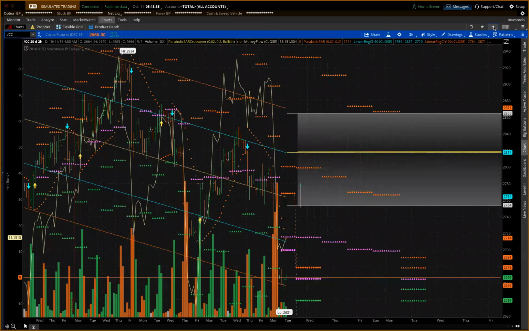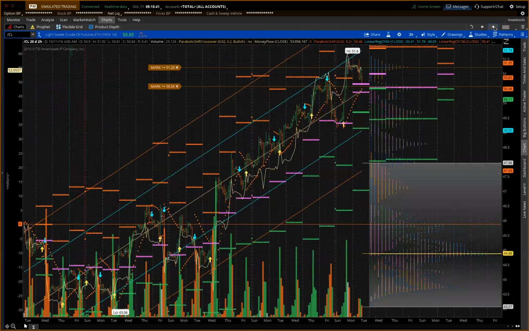Cocoa, we talked about that before. It looks like there might be a pause here and a bounce up to 27.20. You're looking for places to short crude oil. Basically, you retested the breakout, needs to hold it. 52 will be overhead supply for today, we'll say.